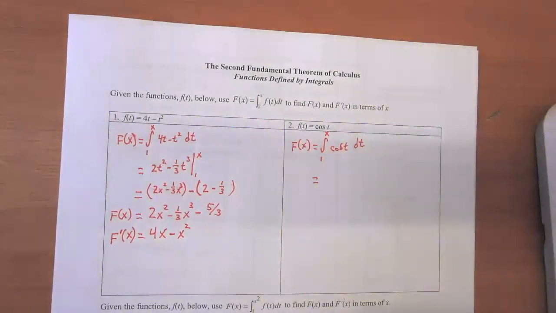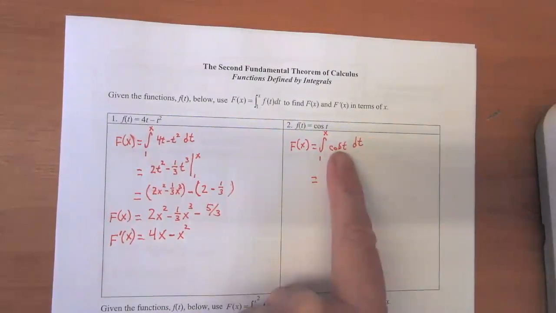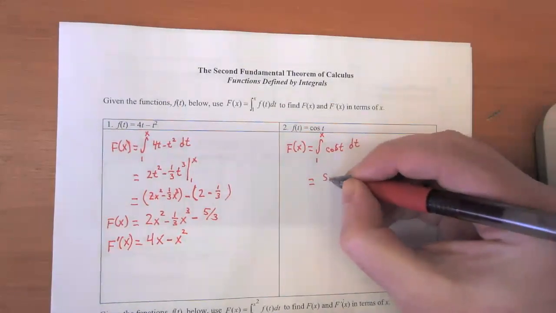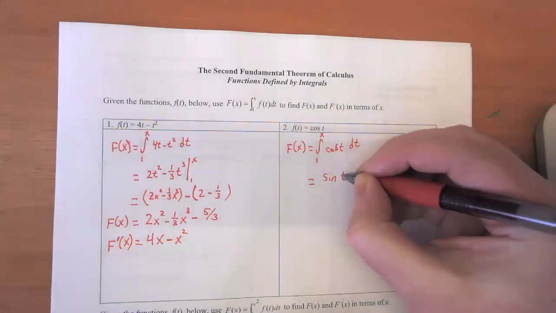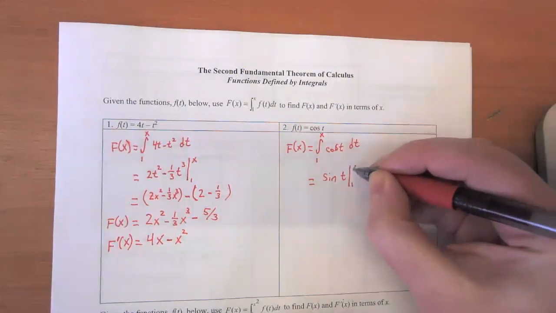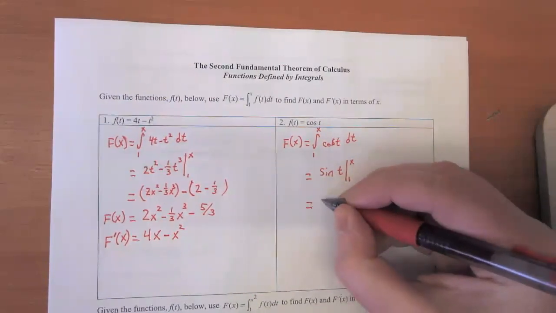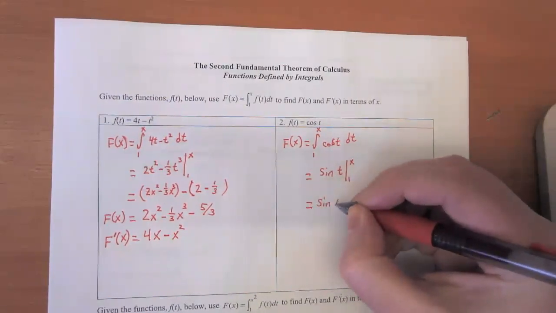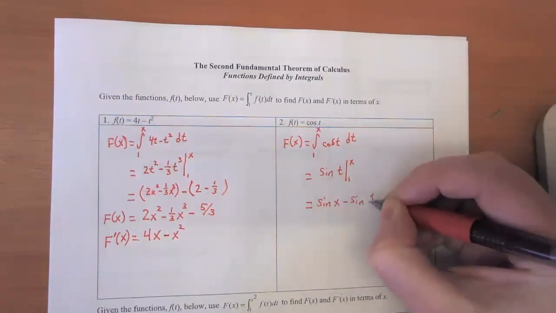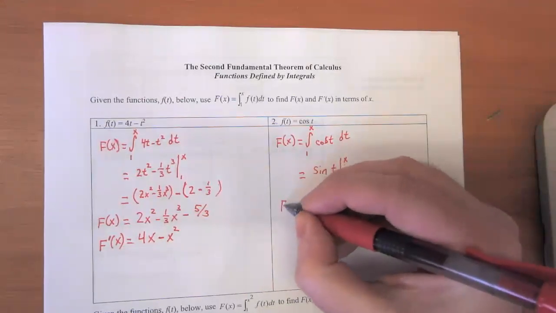So remember, with antiderivatives, you're thinking to yourself, what function has cosine as its derivative? And the answer to that is sine. So we're looking at sine t as our antiderivative, and we're evaluating that from 1 to x. And all that equals is sine of x minus sine of 1. So that's our big F of x.